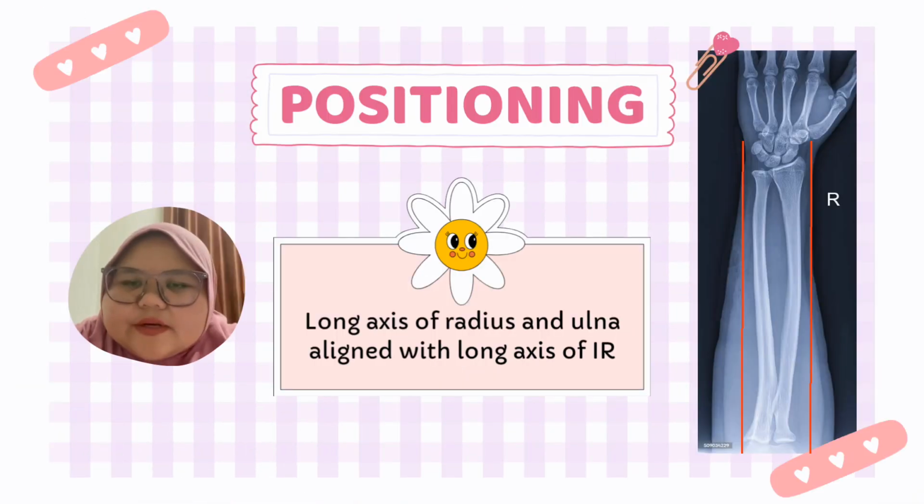For the last criteria, the long axis of radius ulna must align with the long axis of image receptor. We can see at this radiograph that we use, the long axis of radius ulna is parallel to the long axis of image receptor.